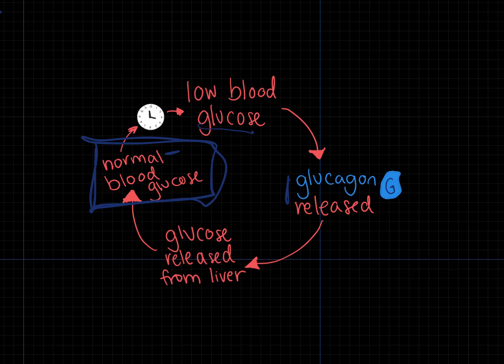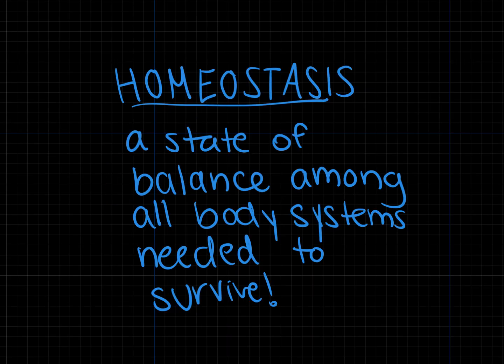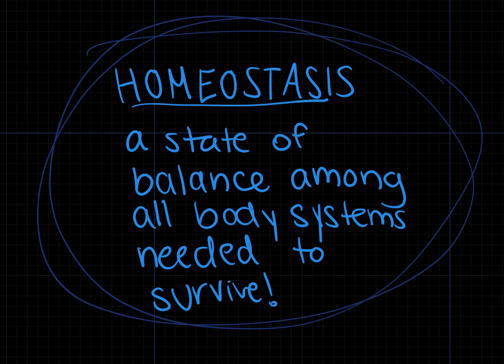And I know here, just to note, glucagon and glucose, those are similar sounding words, so we just need to remember glucose is sugar and glucagon is a hormone. And this is all related to this big idea that we're talking about, homeostasis. Homeostasis means a state of balance among all body systems needed to survive.